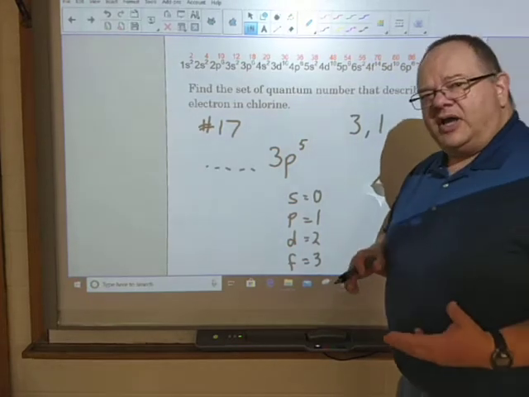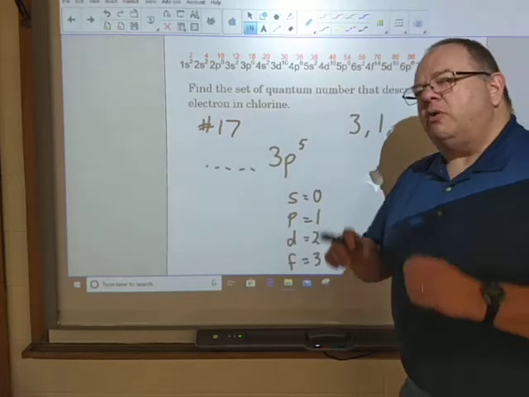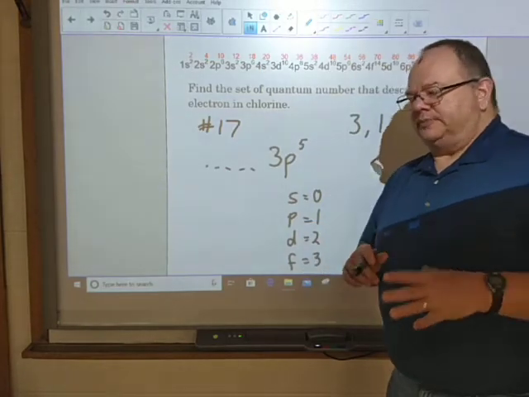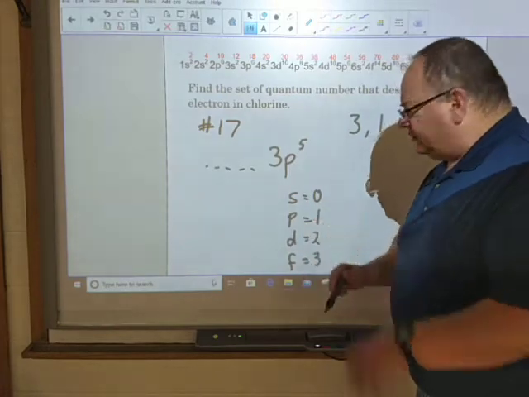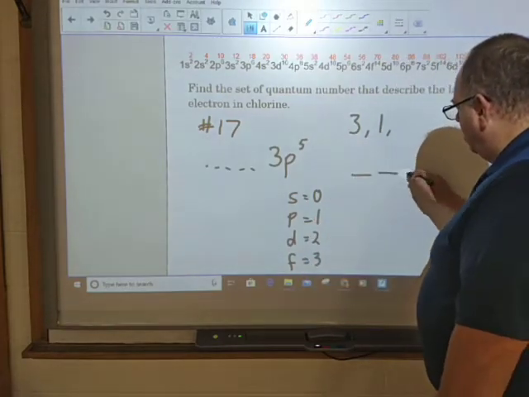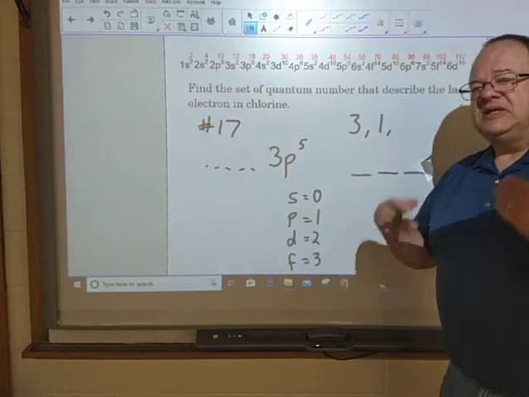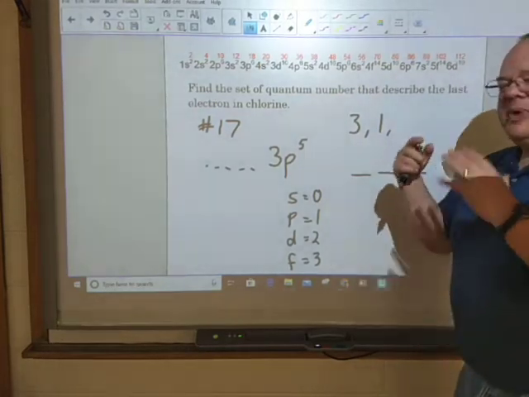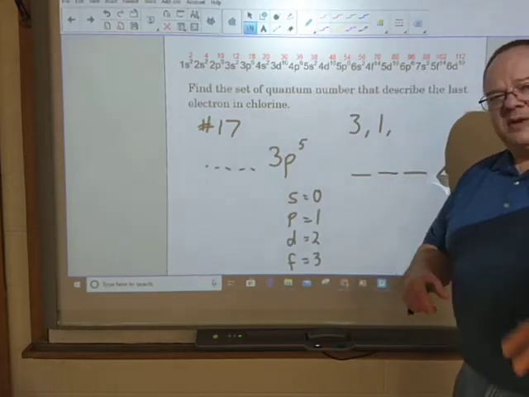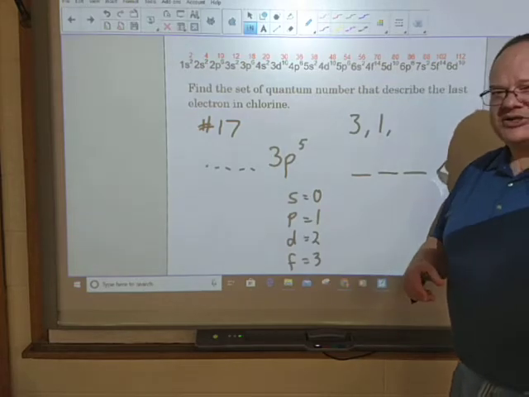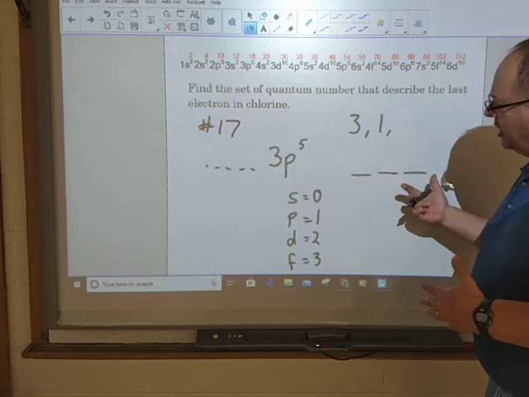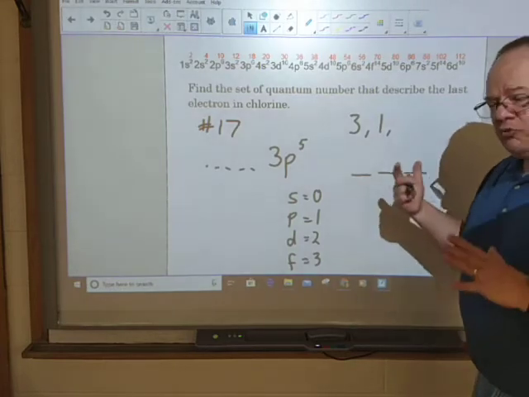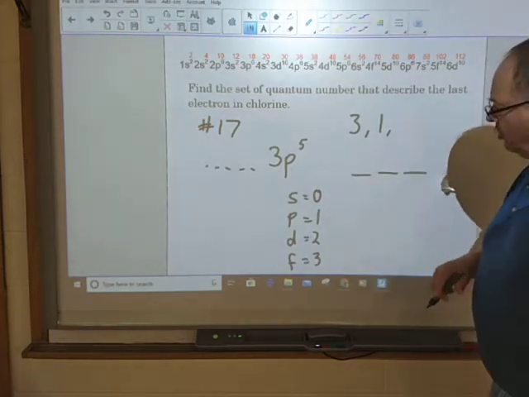Okay, now how do I find my third quantum number? This is where we want to break out the orbital notation. We want to say, in a p subshell, there's 3 orbitals. So I'm going to draw 3 blanks. Please take the time, use paper. Paper's cheap. If you run out of paper, contact me, I'll get you some. I'm going to draw out 3 blanks to help me visualize those 3 orbitals.